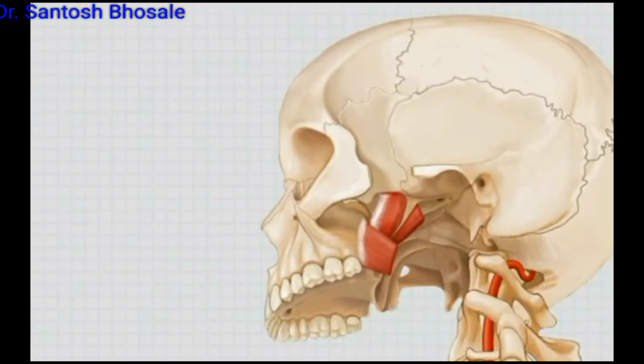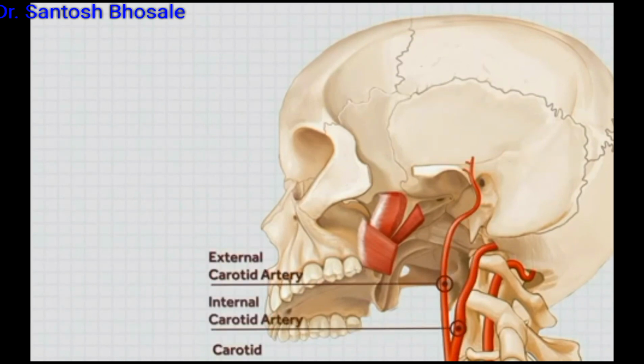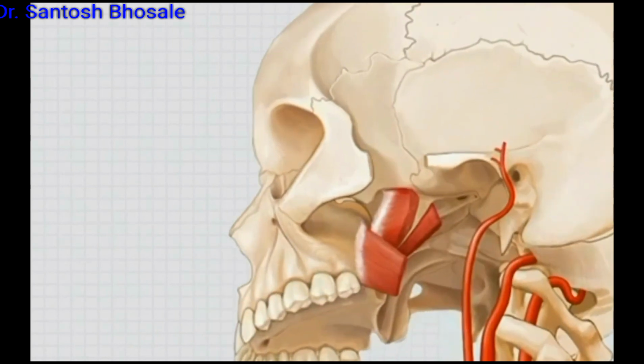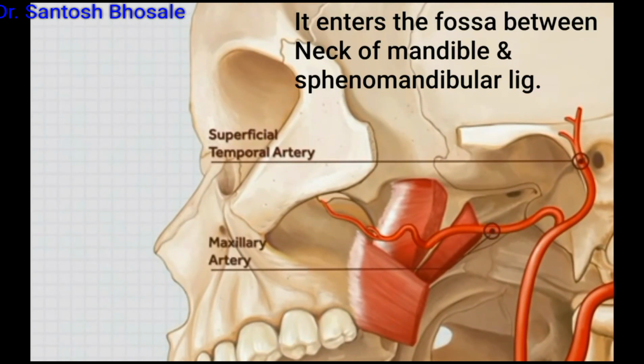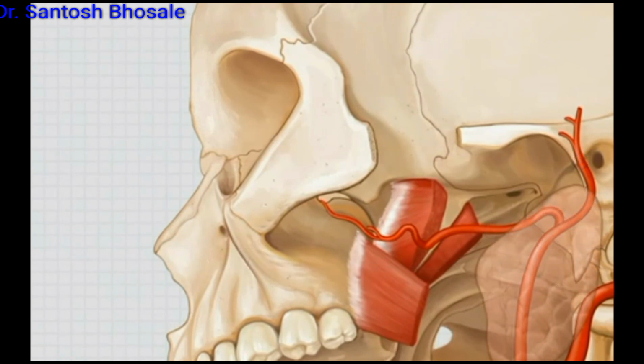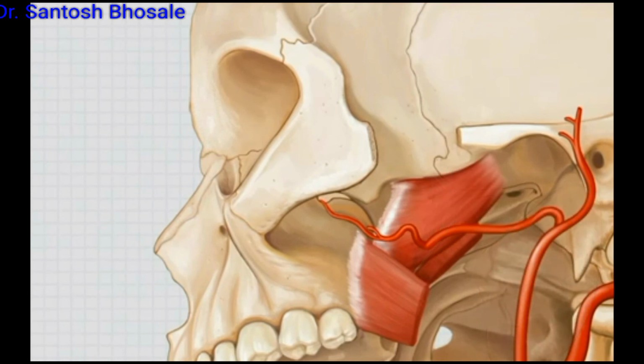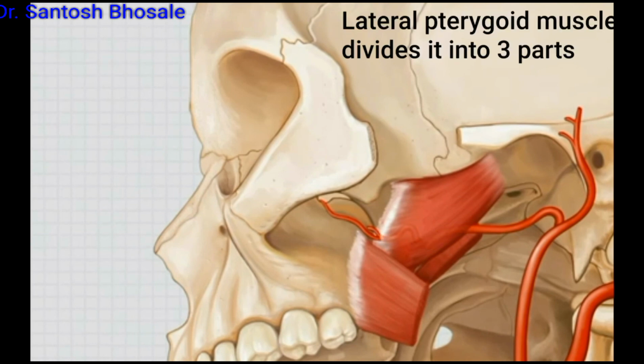Coming to the main content here, the maxillary artery. It is one of the terminal branches of the external carotid. You can see the external carotid is a branch of the common carotid at the level of the superior border of the thyroid cartilage. You can see the internal carotid artery there and the external carotid. The external carotid will divide into a smaller superficial temporal, which enters the temporal fossa, and a larger one, the maxillary artery, which enters the infratemporal fossa through the parotid gland, between the neck of the mandible and the sphenomandibular ligament, below the auriculotemporal nerve.